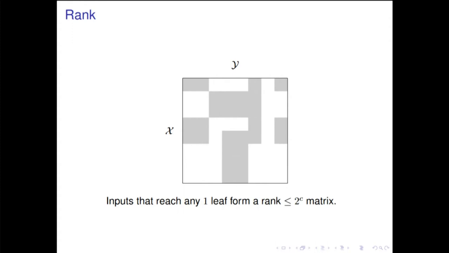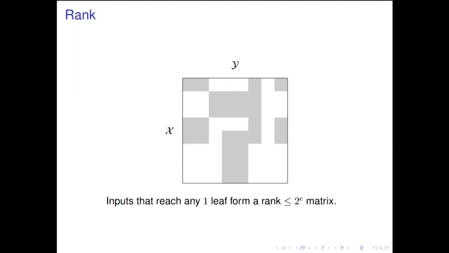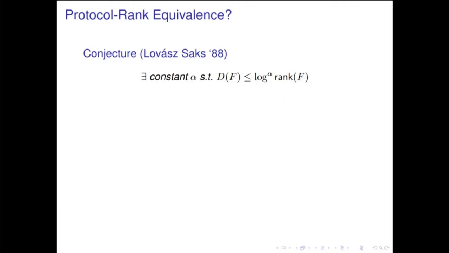And it's important that all these rectangles are disjoint. Otherwise, you couldn't have just added them up to say that the rank is small. And this gives us our first lower bound. So every rectangle is a rank 1 matrix. So our first lower bound says that if you have a small cost protocol, its rank must be small. So if you have a function whose matrix has large rank, it must have a large cost protocol. And that gives us the lower bound. D of F is at least log rank of F.